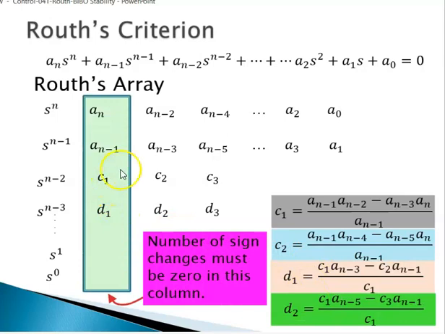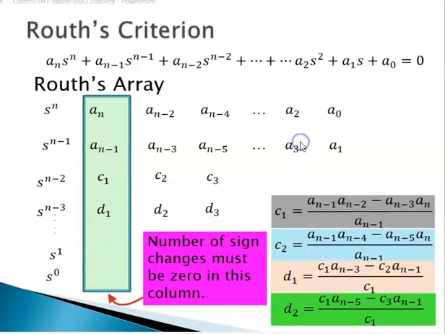You can see c1 a_{n-3} minus c2 a_{n-1} divided by c1. So a_{n-1}, c1, d1 are all pivot elements. Once you build this array, look for the number of sign changes. If there are any sign changes, that would mean there are roots with positive real part, and thus the system is not stable. So if the system has to be stable, the number of sign changes must be 0 in that column.